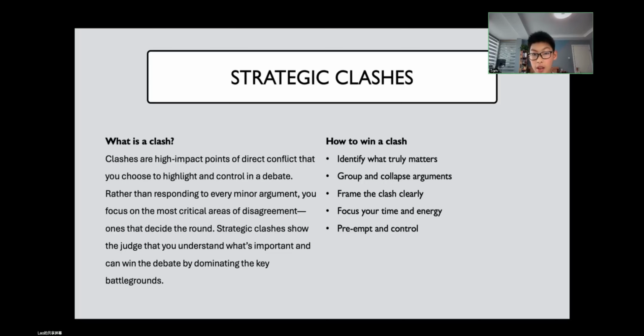Finally, pre-empt and control. Pre-empting is like rebuttals. You need to control what the clash is before it even appears. You can do this by pre-rebutting your opponent's argument or defining the motion in your favor. That will make you more likely to win the debate because you control what the debate is about. So many of the other team's arguments might not even matter.